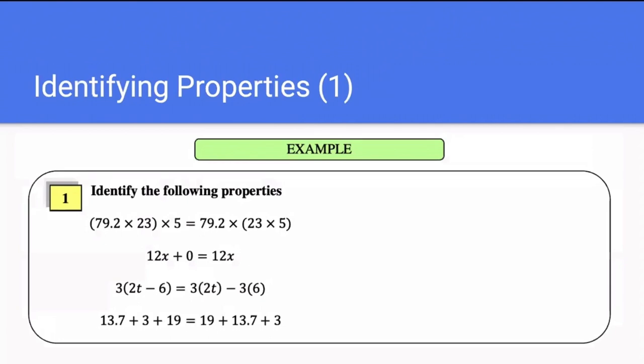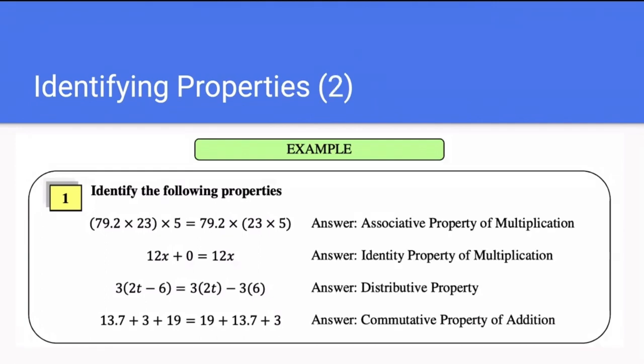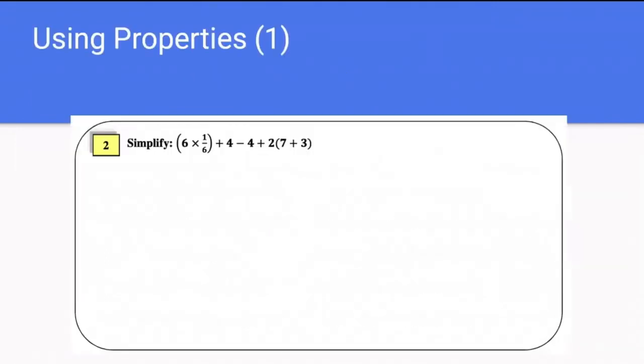Identifying properties. So the first one, it's associative and multiplication. Second, identity of addition, and then distributive and commutative. So yeah, pretty simple. Using the properties, so you just write out the answers.